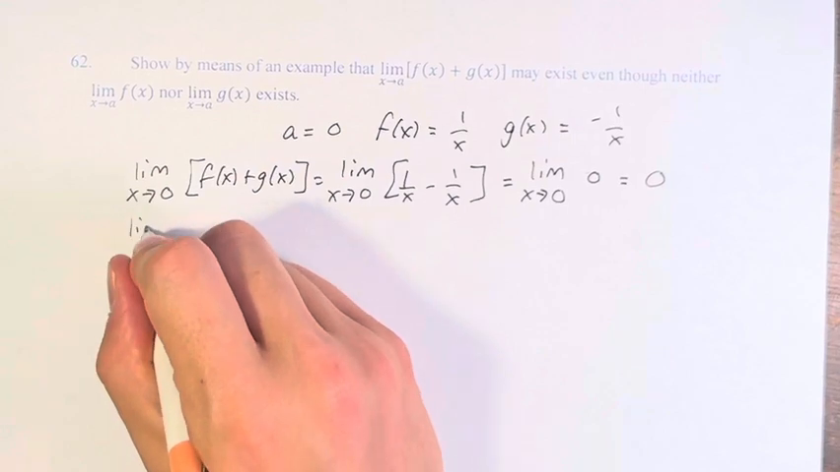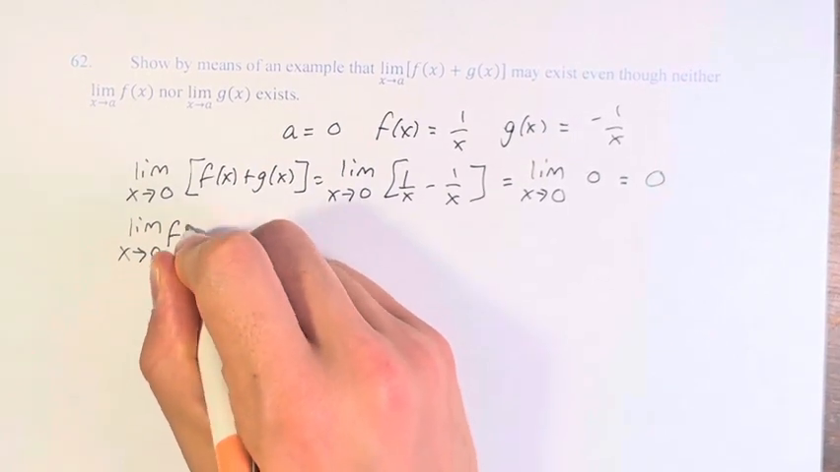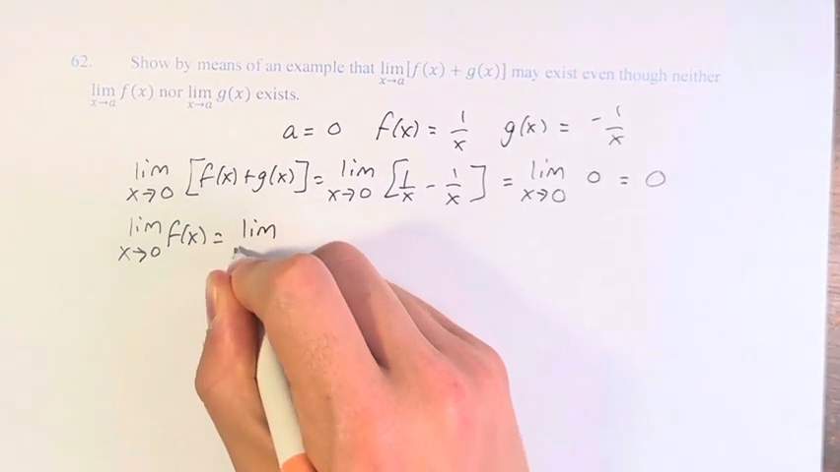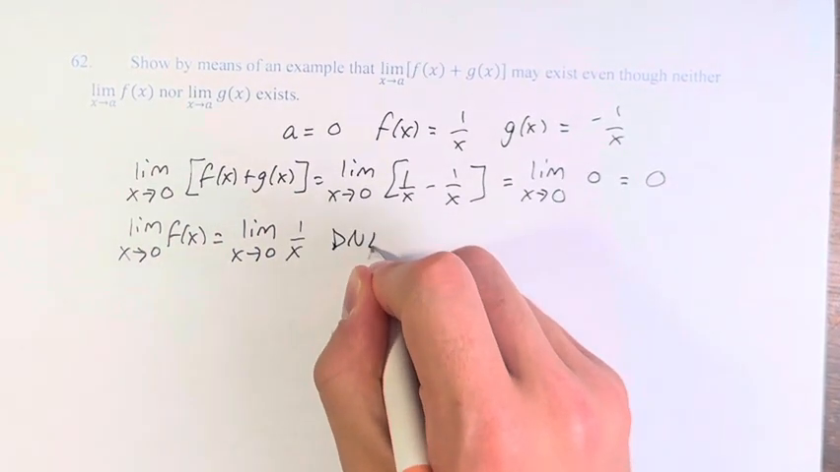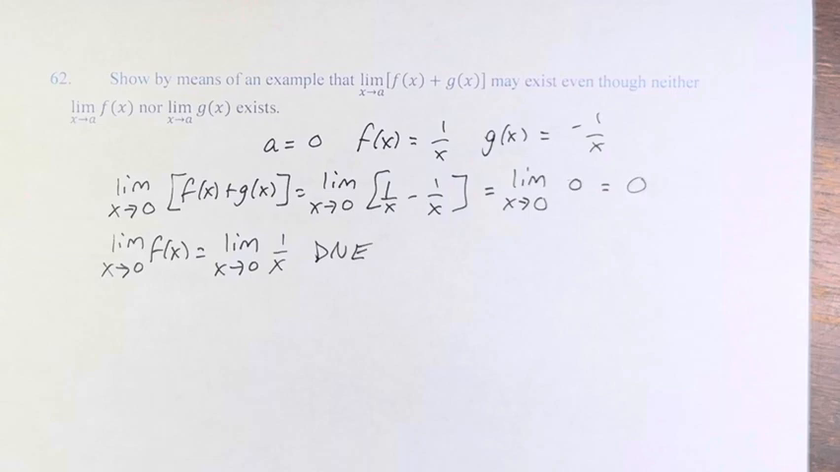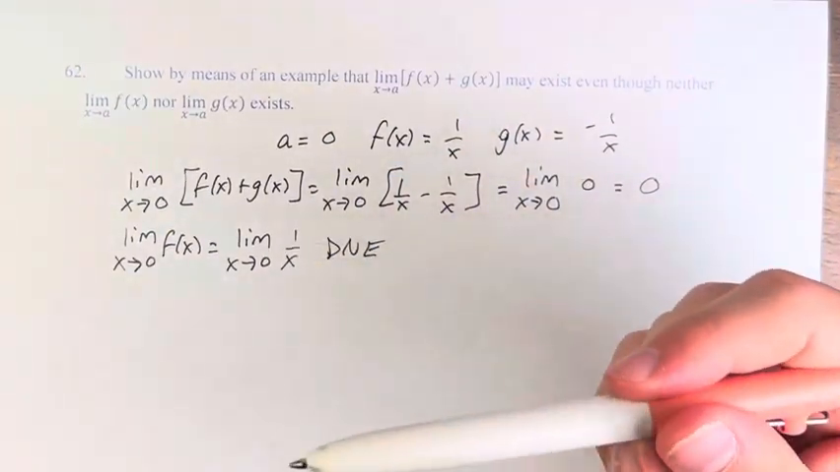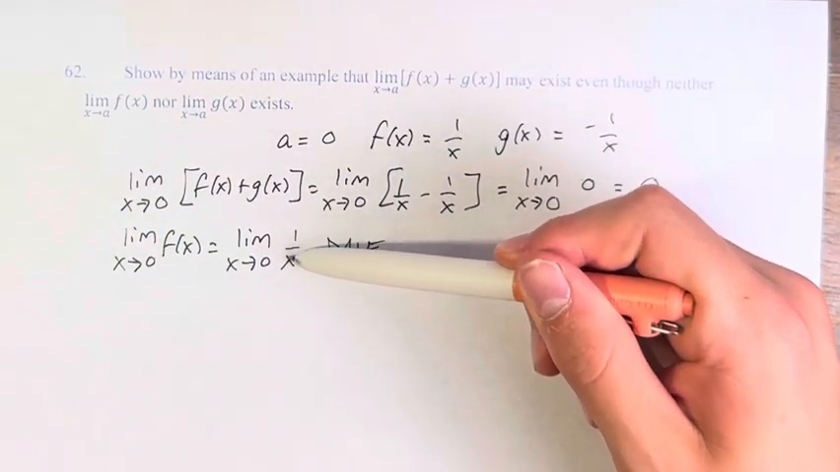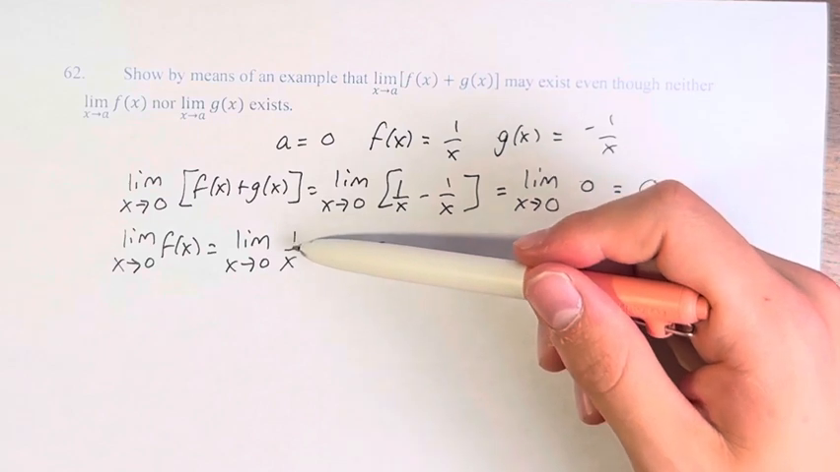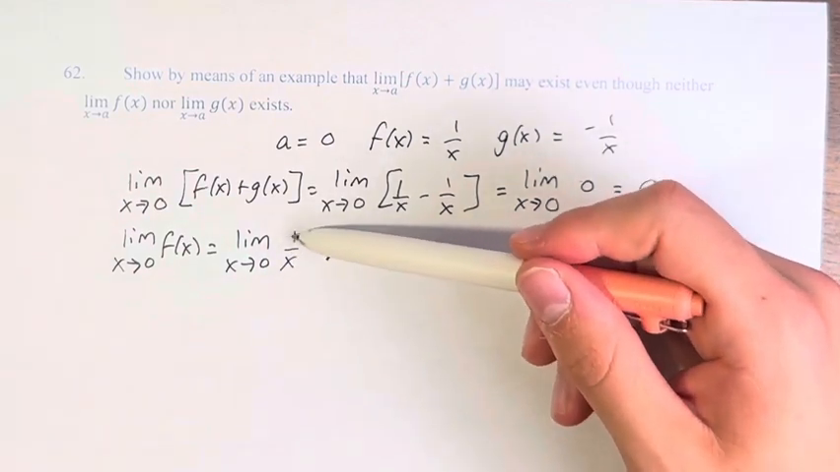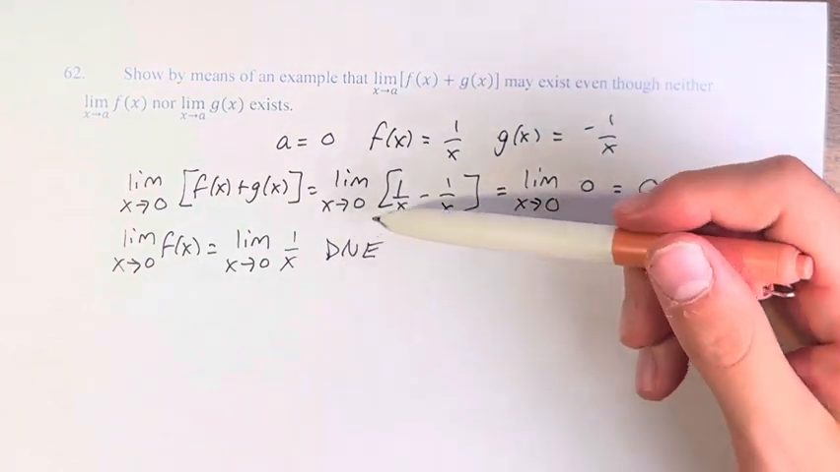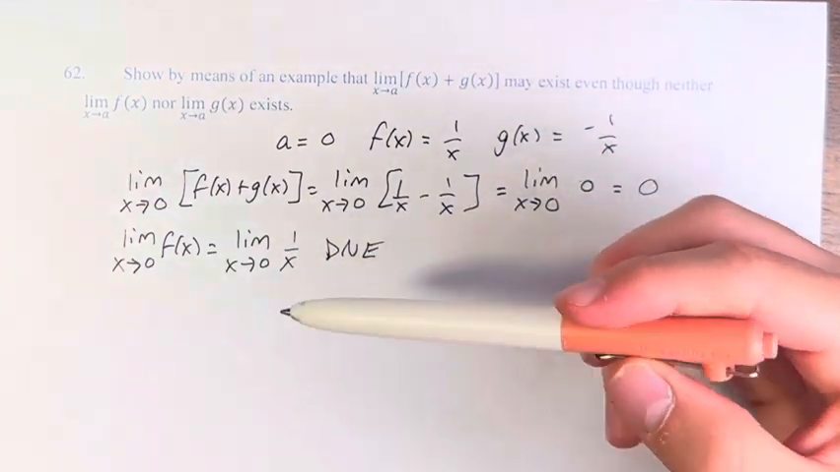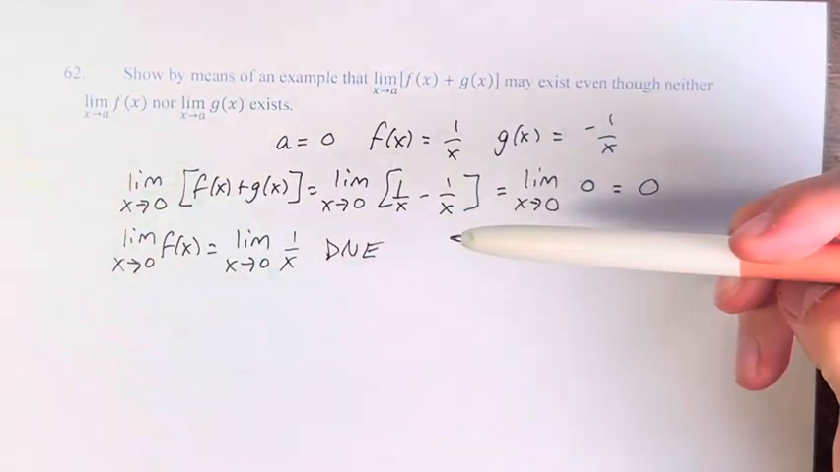However, the limit as x approaches 0 of f of x, the limit of 1 over x, does not exist. If we think about it, as this number gets smaller and smaller, the fraction is going to go off to infinity or negative infinity. And the reason this limit does not exist is not because of that, right? If a limit goes off to infinity, that's still a limit.